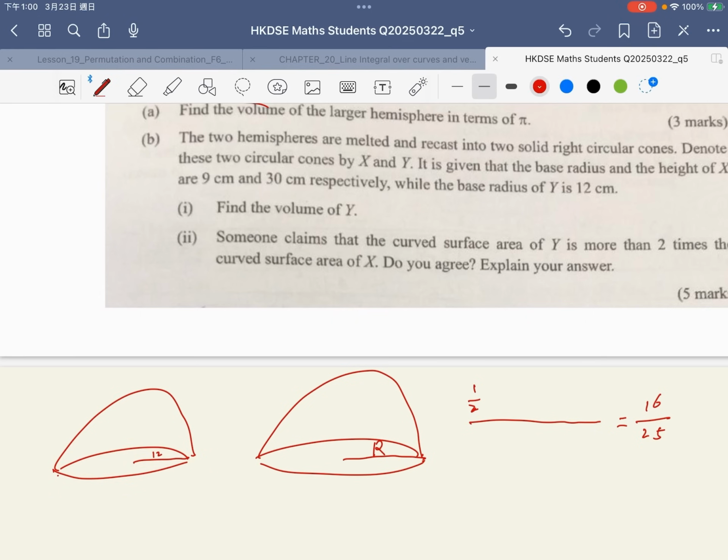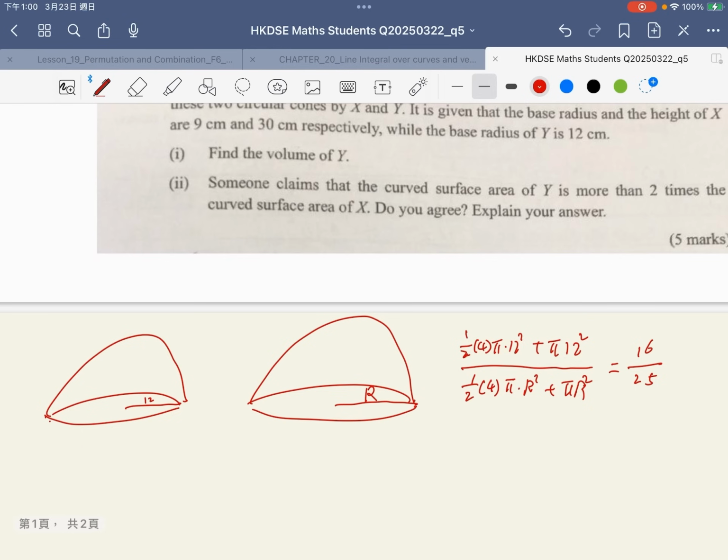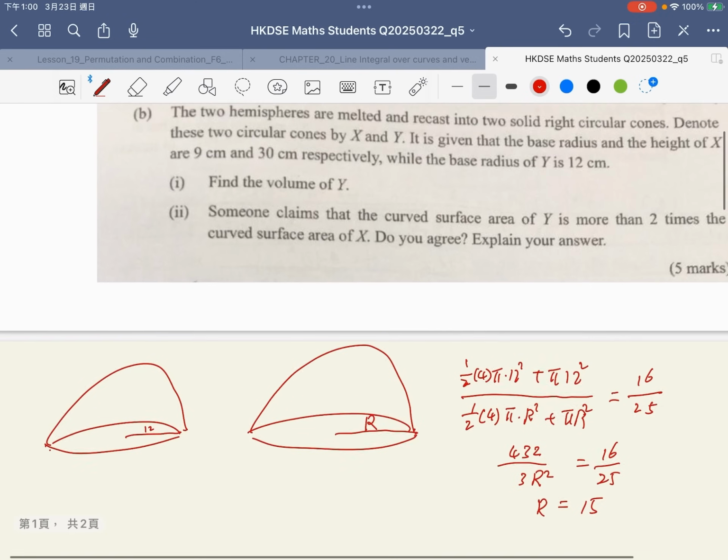Total surface area is 1 over 4 times 4 pi times 12 squared plus pi r squared. And for the large hemisphere, it is 1 over 2 times 4 times pi times R squared plus pi R squared. After I cancel the pi, I get the numerator 432, and the denominator is 3 times R squared, equal to 16 over 25. Then R is equal to 15.